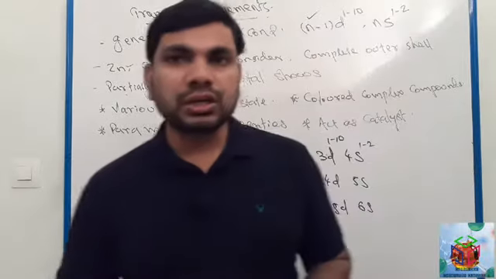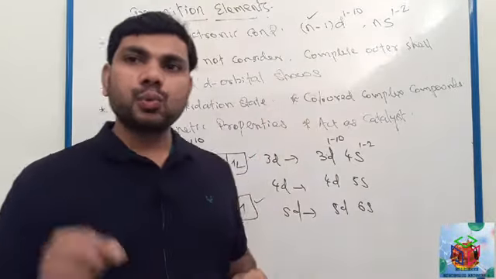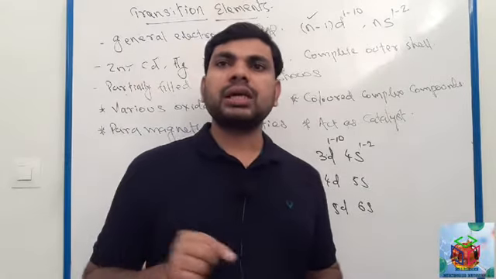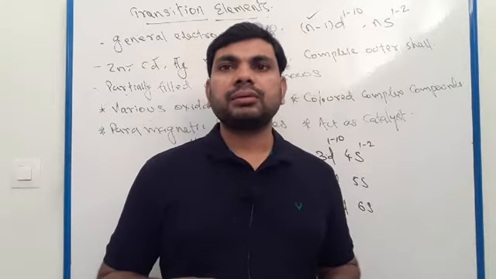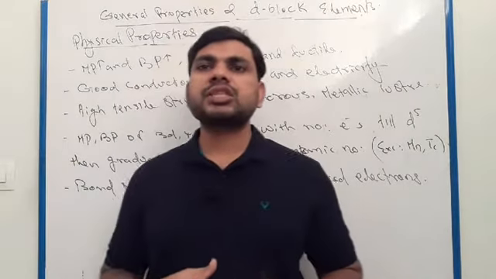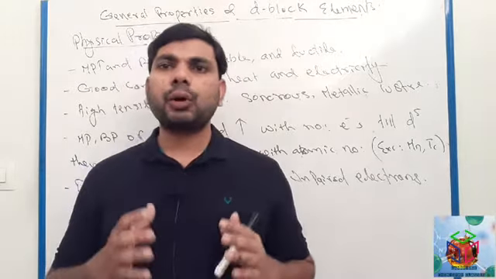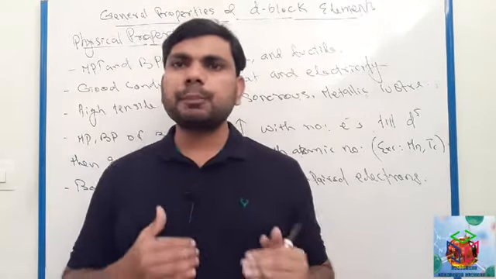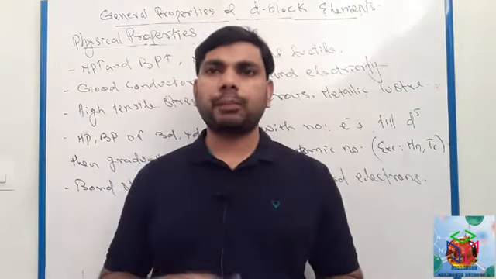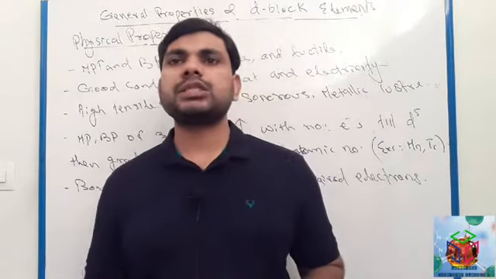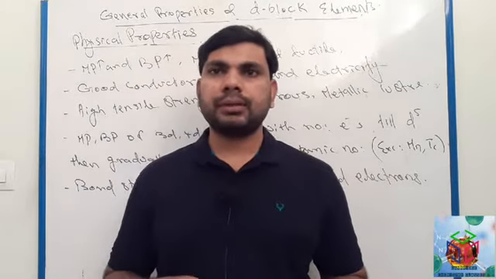And here the general electronic configuration of d block elements is (n minus 1) d 1 to 10 electrons, ns 1 to 2 electrons. Clear? Okay, next we have to discuss the general properties of d block elements. First, the physical properties of d block elements or transition elements.